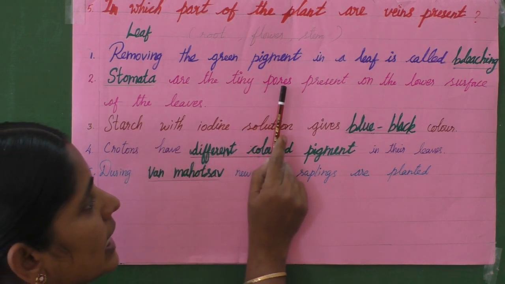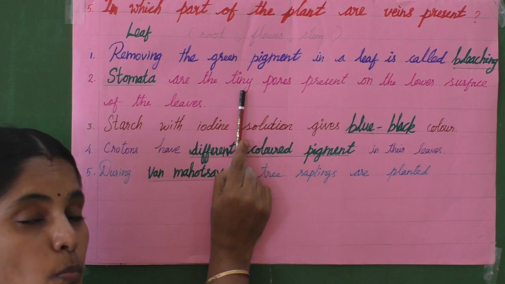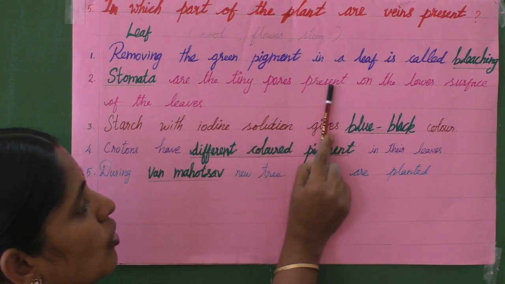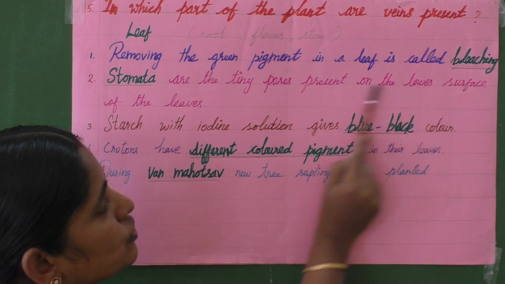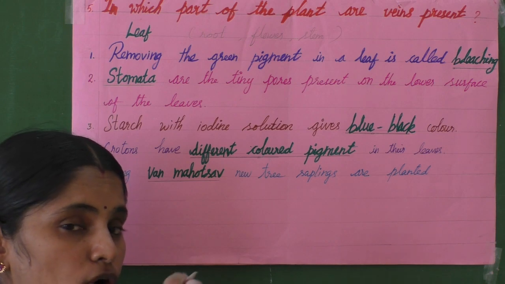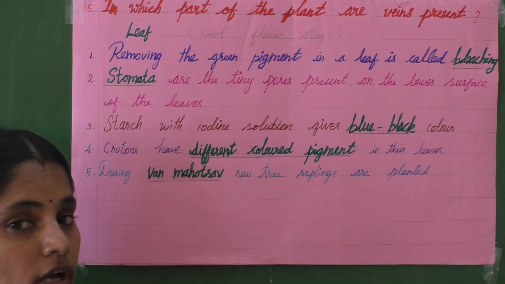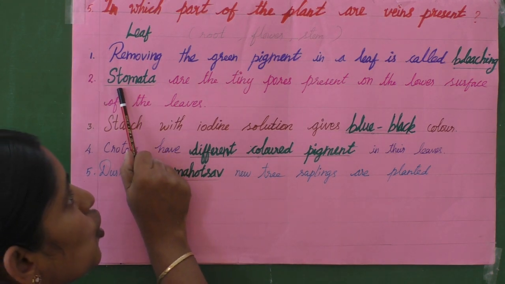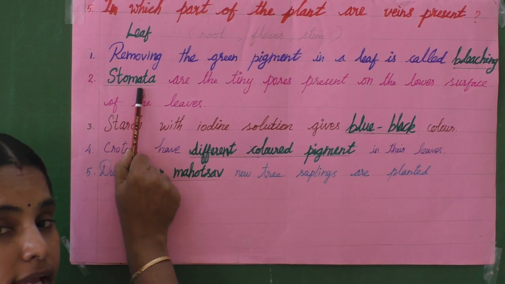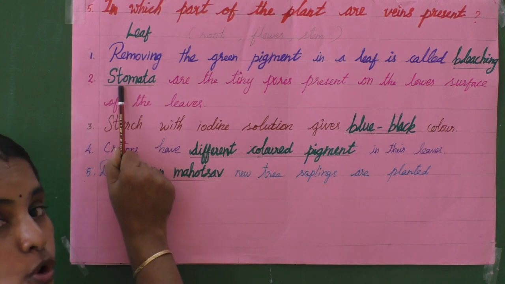these are the tiny pores. Tiny means small. Pores present on the leaves. Small holes present on the leaves are called stomata. S-T-O-M-A-T-A, stomata.